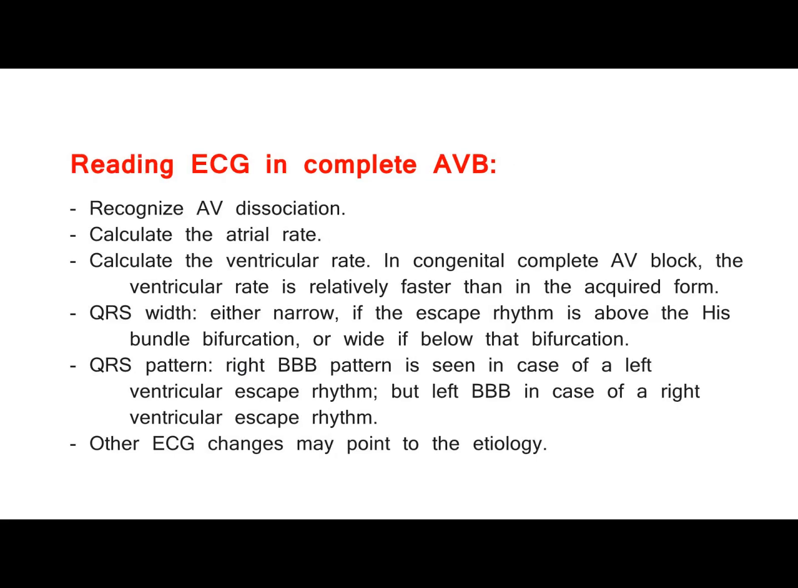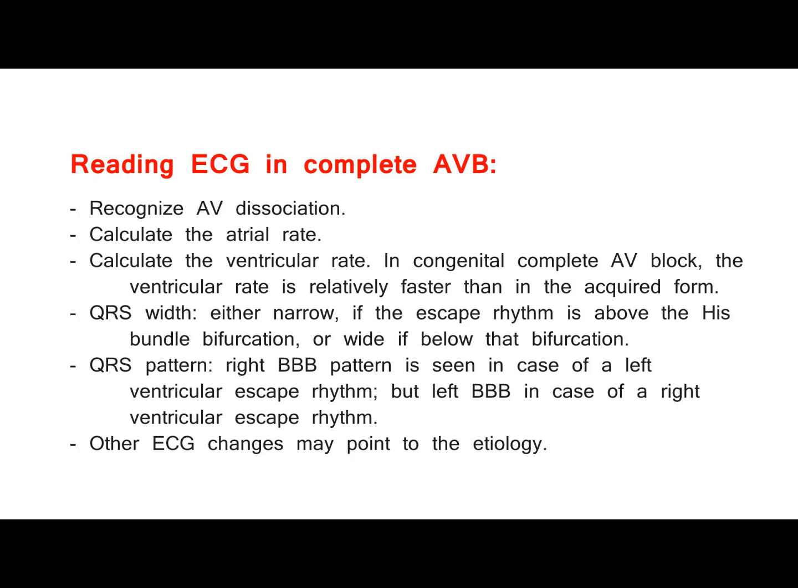Reading ECG in complete AVB. Recognize AV dissociation. Calculate the atrial rate. Calculate the ventricular rate. In congenital complete AV block, the ventricular rate is relatively faster than in the acquired form. QRS width, either narrow, if the escape rhythm is above the His bundle bifurcation, or wide if below that bifurcation. QRS pattern, right BBB pattern is seen in case of a left ventricular escape rhythm, but left BBB in case of a right ventricular escape rhythm.